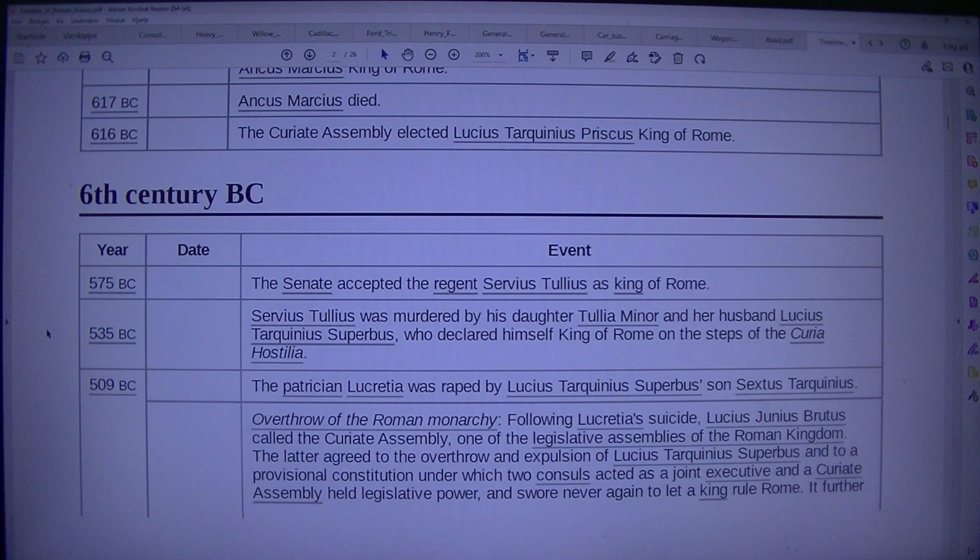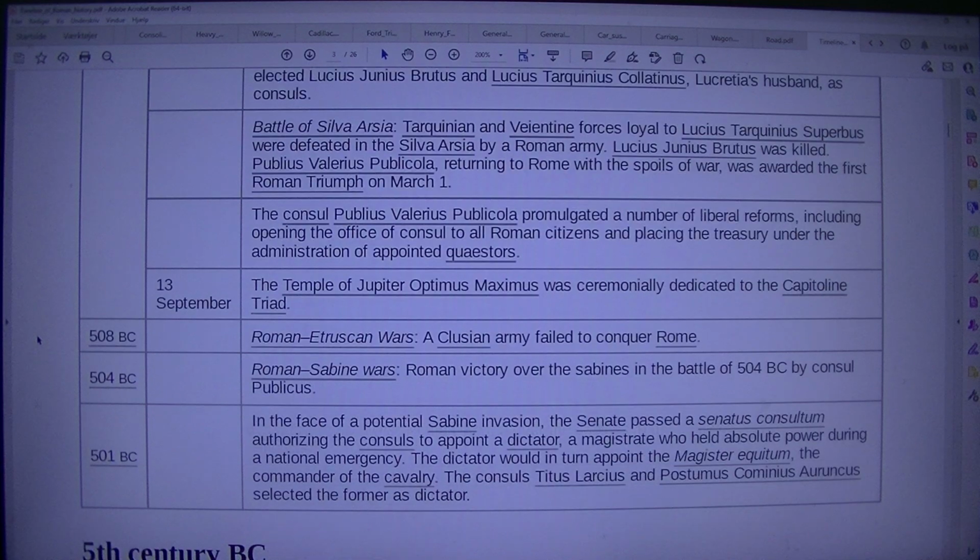Overthrow of the Roman monarchy. Following Lucretia's suicide, Lucius Junius Brutus called the Curiate Assembly, one of the legislative assemblies of the Roman Kingdom. The latter agreed to the overthrow and expulsion of Lucius Tarquinius Superbus and to a provisional constitution under which two consuls acted as a joint executive and a Curiate Assembly held legislative power, and swore never again to let a king rule Rome. It further elected Lucius Junius Brutus and Lucius Tarquinius Collatinus, Lucretia's husband, as consuls.